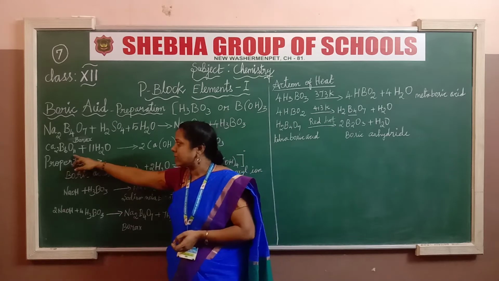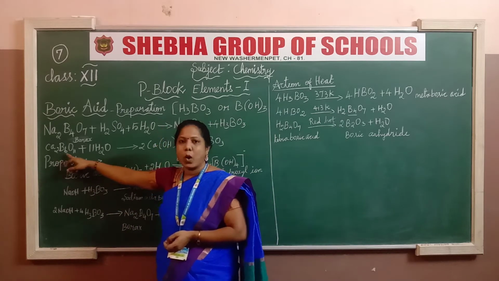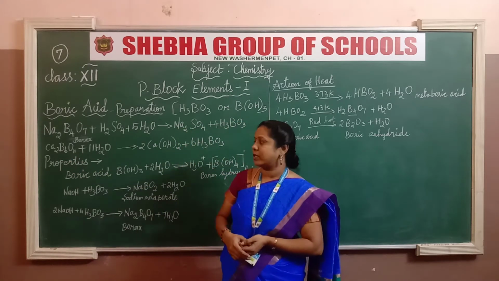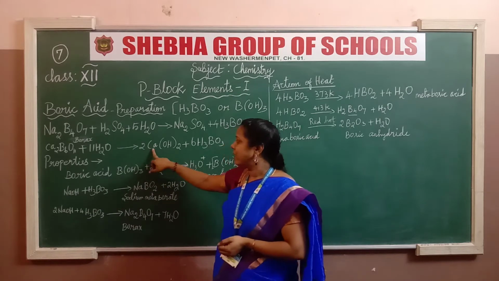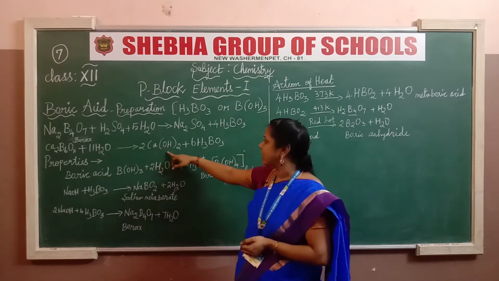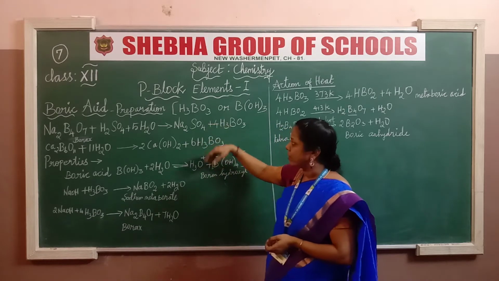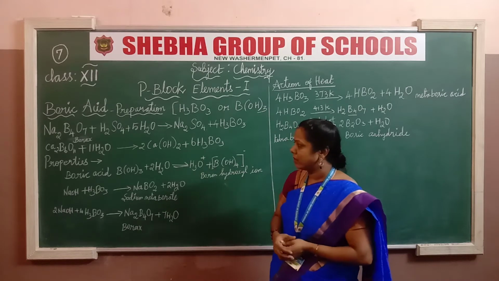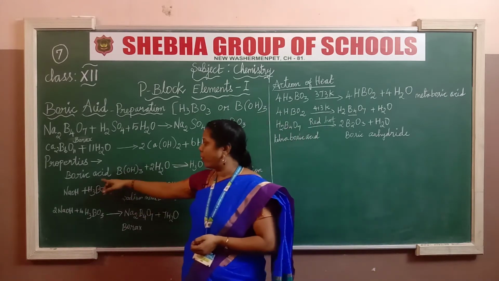The second one is colemanite. Colemanite means Ca2B6O11 along with 11 molecules of water, that is 11H2O. We can get calcium hydroxide and boric acid. So these are two steps for the preparation of boric acid. Okay, can you understand? And then go for the properties of boric acid.